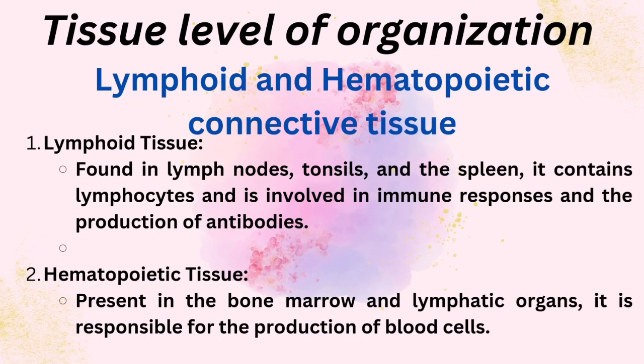And the last type is lymphoid and hematopoietic connective tissue. First, lymphoid tissue. It is found in lymph nodes, tonsils, and the spleen. It contains lymphocytes and is involved in immune responses and the production of antibodies. Second, hematopoietic tissue. It is present in the bone marrow and lymphatic organs. It is responsible for the production of blood cells.